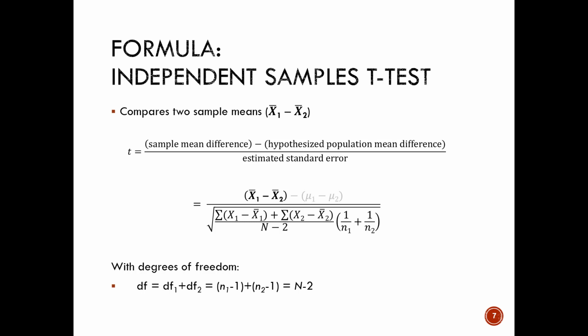And this t-statistic will come with the degrees of freedom that is essentially the sum of the degrees of freedom for both groups, which really totals up to the total sample size minus 2.